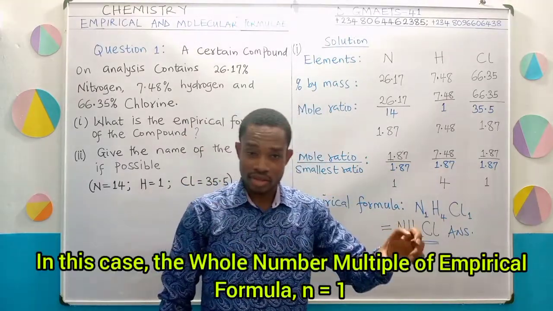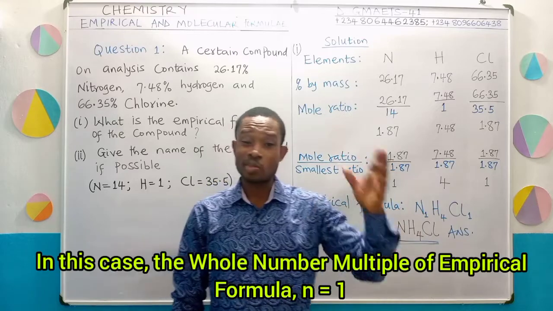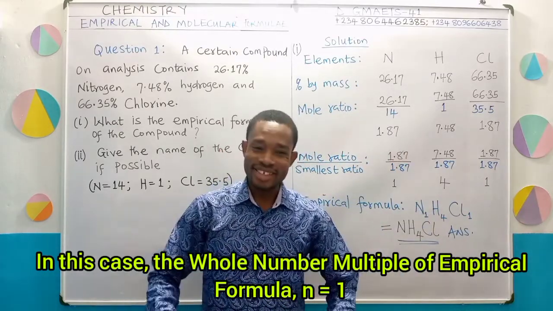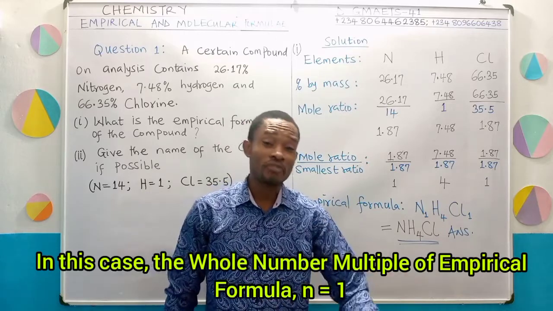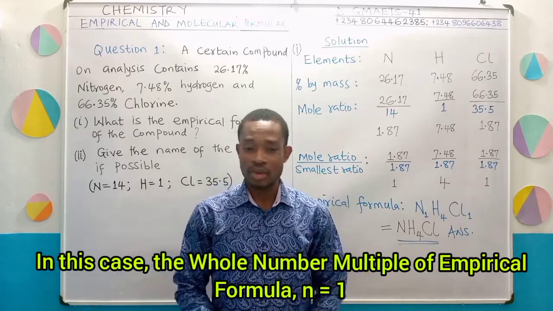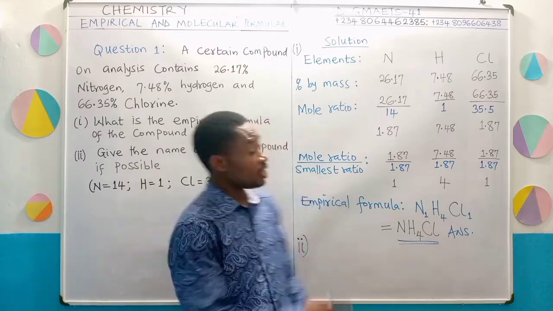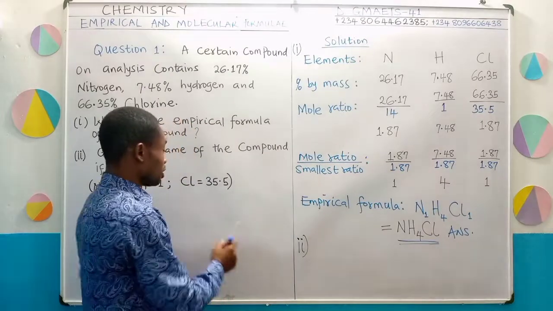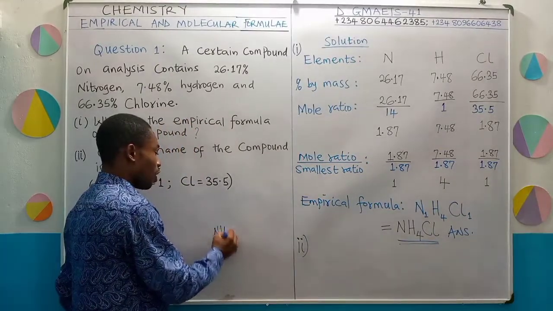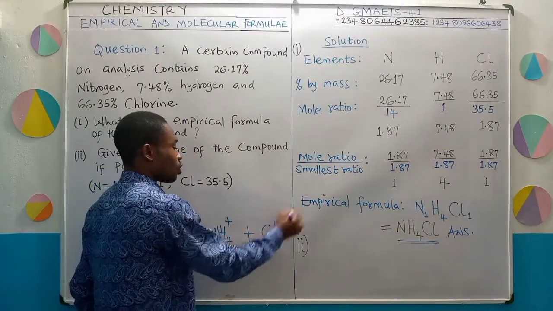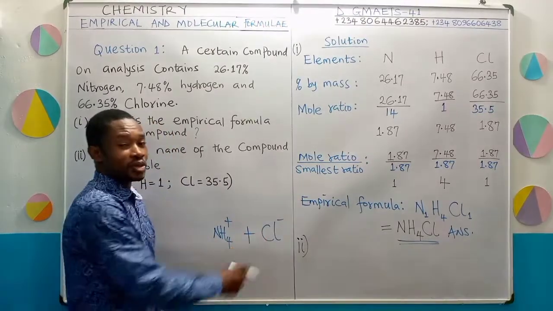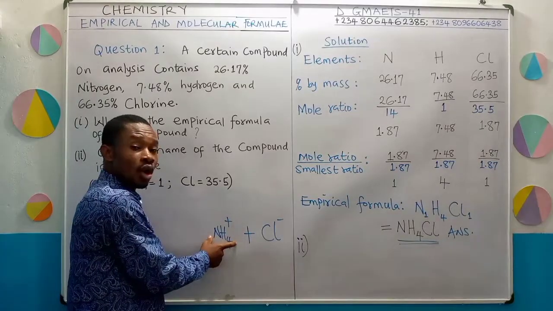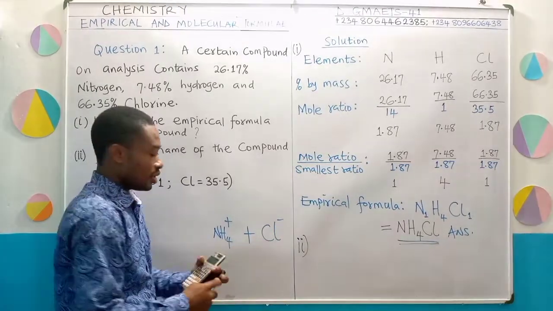When you have such a case where empirical formula is the same as molecular formula, then it means you can get the name of the compound from the empirical formula because it is the same as the molecular formula in that case. For this problem, we can name this compound. This compound is the reaction between ammonium ion, NH4+, and chloride ion. Under valency, I taught you how to do this. So the name of this compound is ammonium chloride.